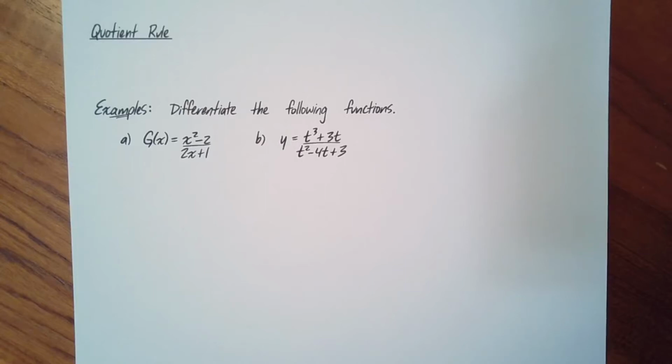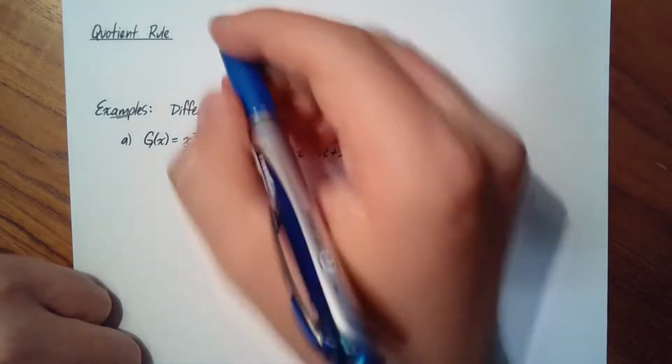Okay, so we've seen now the product rule, which gives you a method that you can use to differentiate functions which appear in the form of a product. Now we're going to talk about the quotient rule, which tells you how to differentiate functions that appear as a fraction. This time I'm not going to prove this one to you in detail. I'm just going to give you the rule, and here it is.